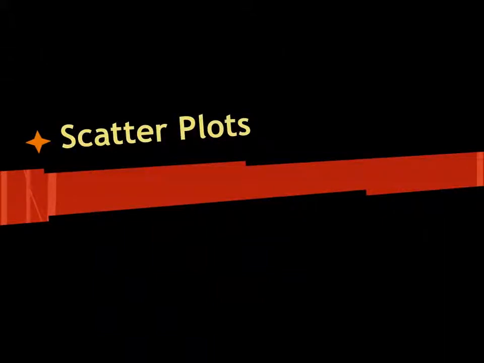Right, tonight we're going to look at scatter plots. Scatter plots are a way to arrange data that we gather. So looking at your scatter plots foldable, we're going to start with our positive, negative, and no correlation.